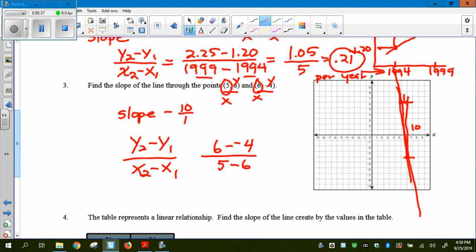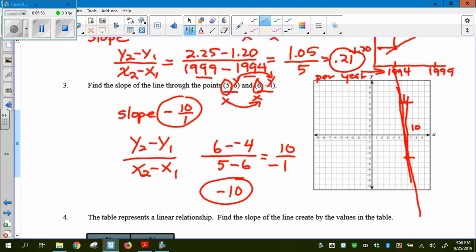Notice I did this y minus this y, so I'm going to do this x minus this x, the same direction. And when I do that, I get 10 over negative 1, which is the same as this. If you want to simplify that to negative 10, because any number divided by 1 is just that number, that's fine. All right, let's do one more here.